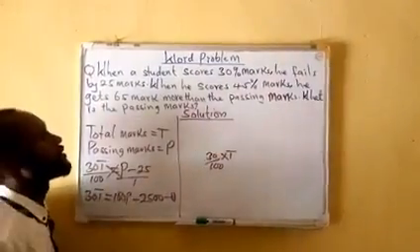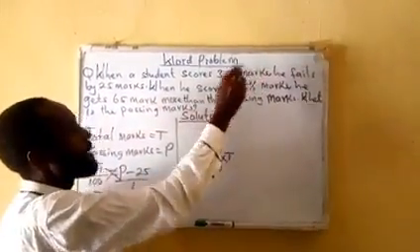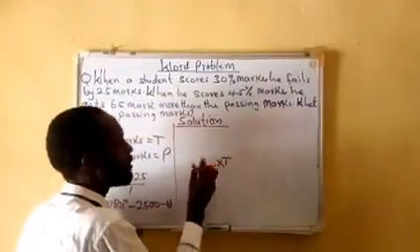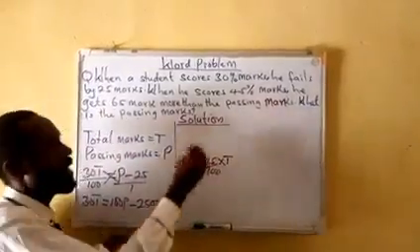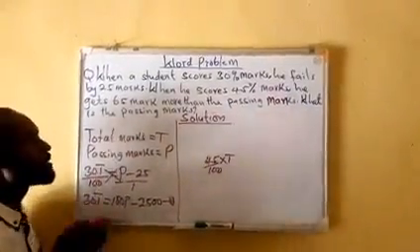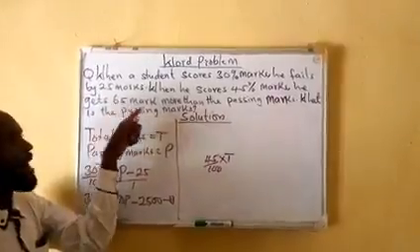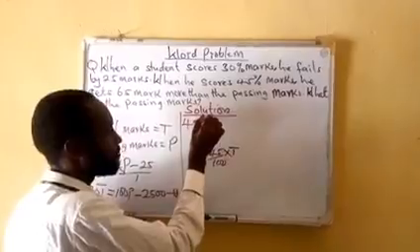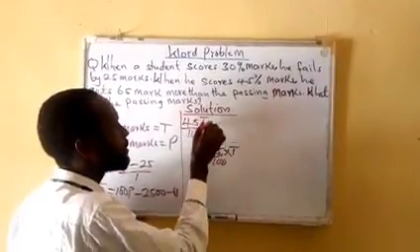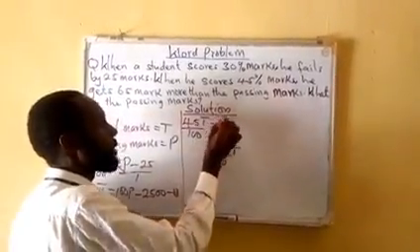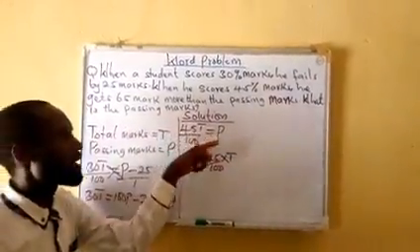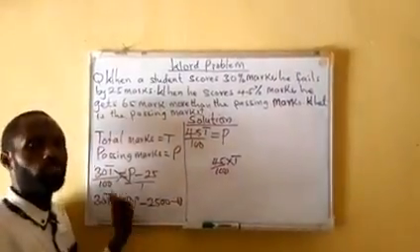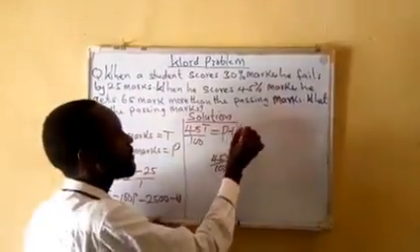The second statement says when he scores 45% marks, meaning 45% of the total marks. So we now write 45% times the total marks. He will get 65 marks more than the passing mark. So here's going to be 45T over 100 equal to P. He will get the passing mark, but 65 more than the passing mark. More than means addition. So we add 65 here.